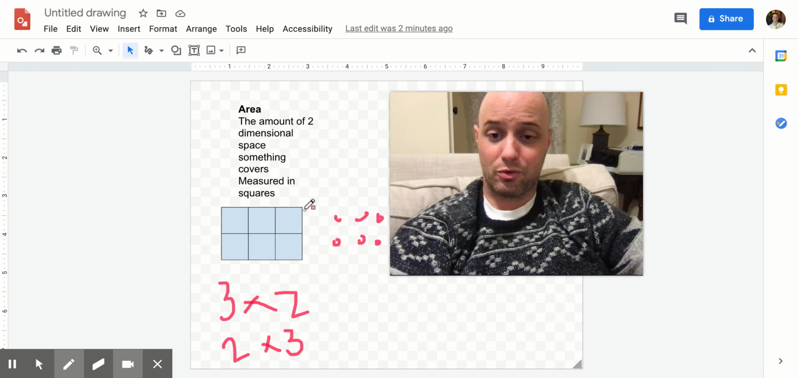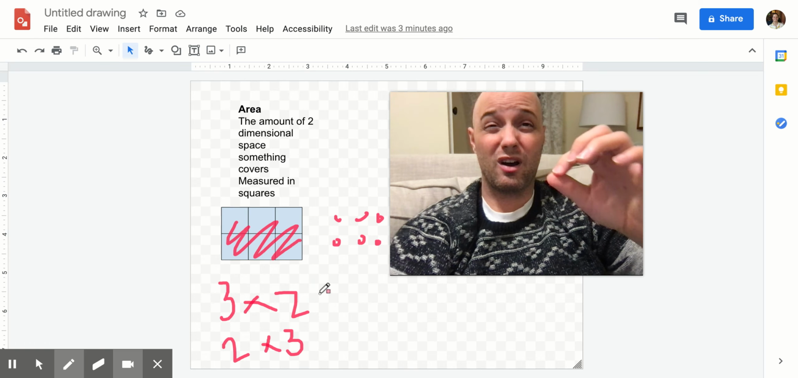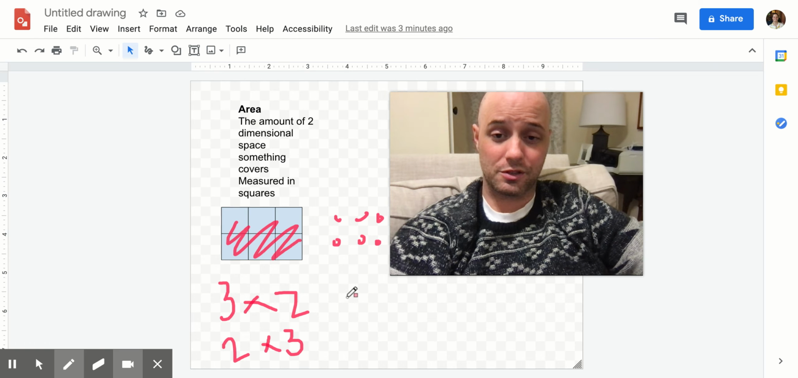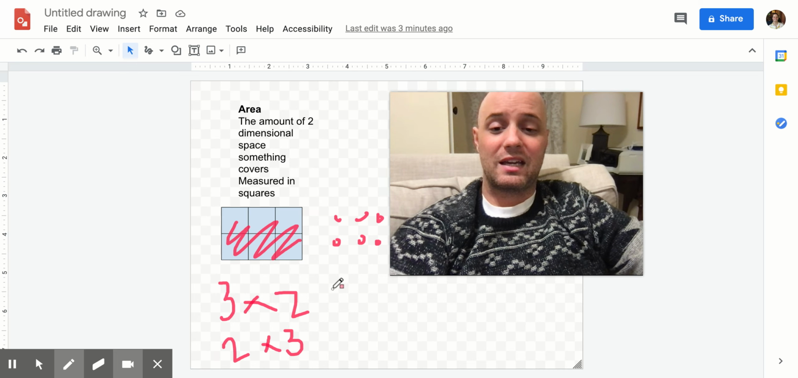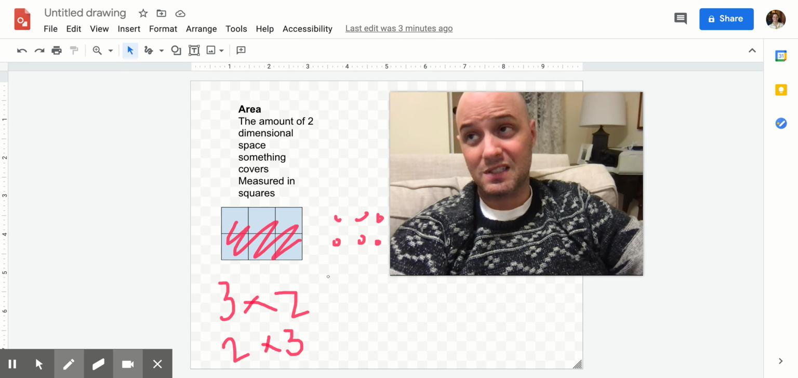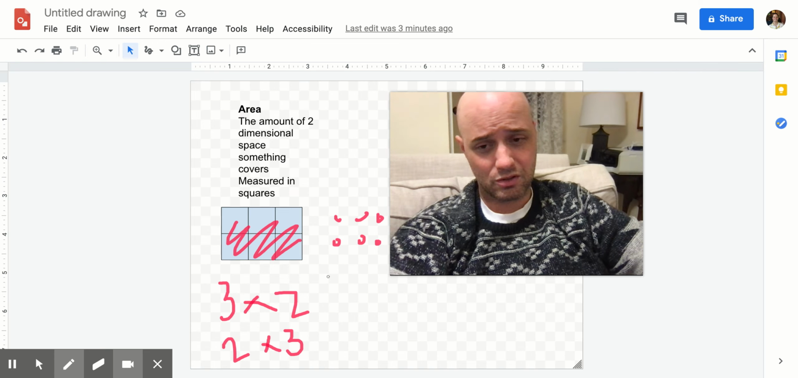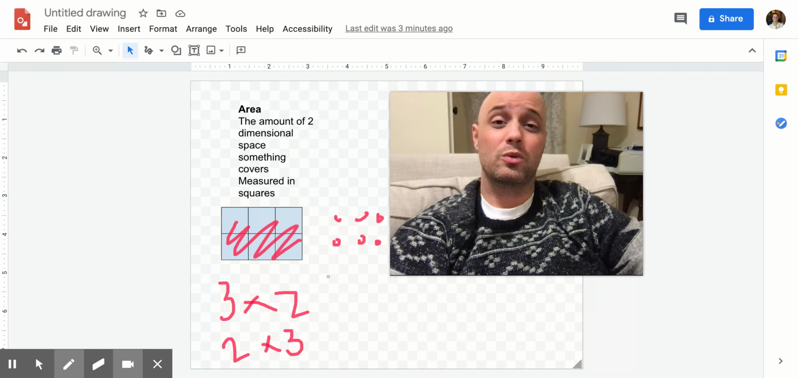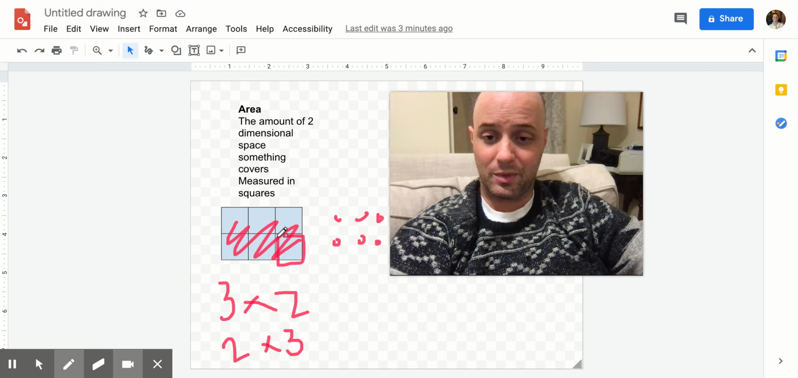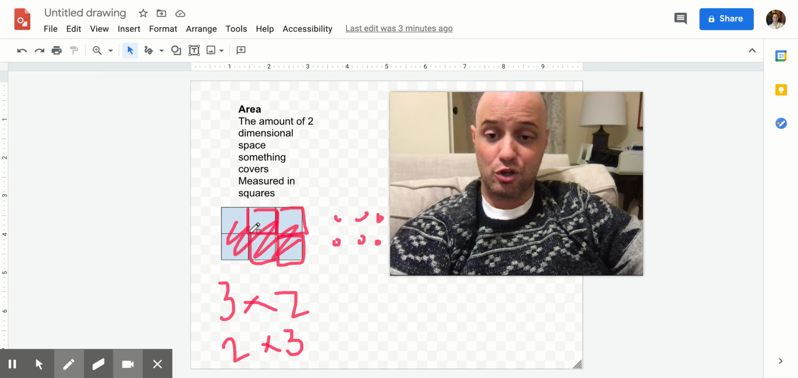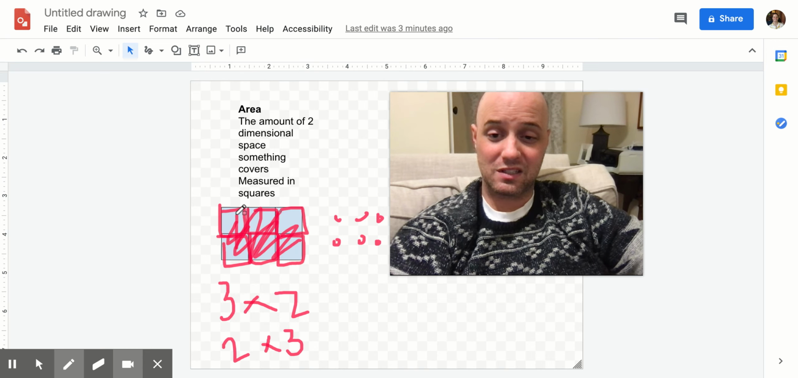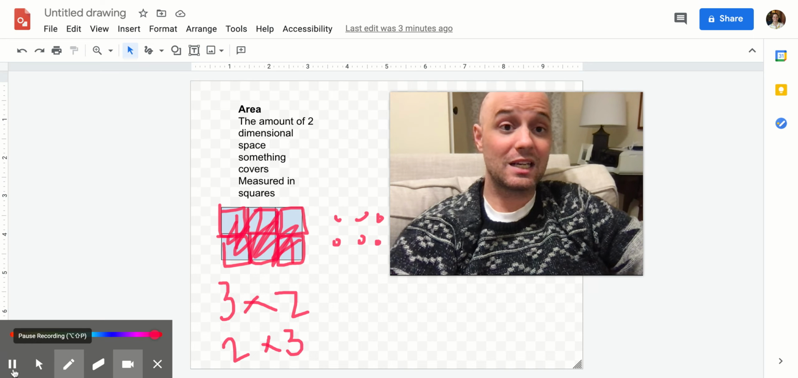So this shape right here covers up 6 squares. And we always measure area in squares. We could say that that is 6 square inches, 6 square feet, 6 square yards, but we would always say that it's squares, because we're counting how many squares it takes up. And this takes up 6 squares. So that's the area: how much space something covers, and it's measured in squares.